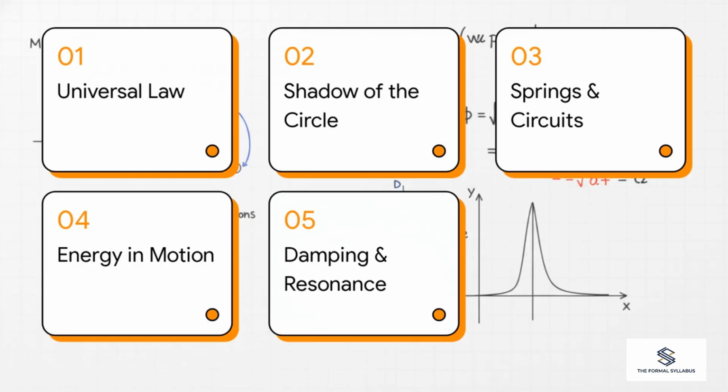Here's our roadmap for today. First, the universal law of oscillation. Then, the shadow of the circle. Third, springs, pendulums, and circuits. Moving on to energy and motion, and finally, damping and resonance. It's going to be a fun journey, from abstract physics to some pretty chaotic real-world realities.